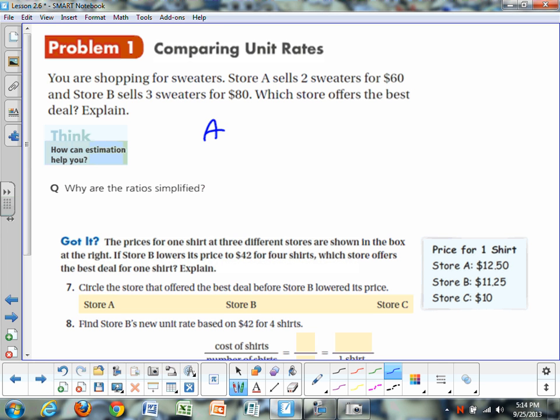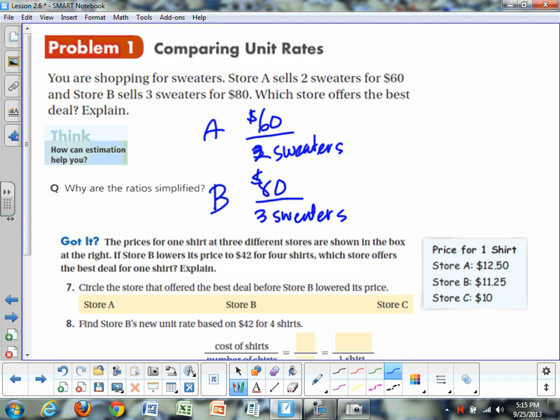So store A is $60 for 2 sweaters. Store B is $80 for 3 sweaters. And we're going to change these to what's called a unit rate. So we're going to find the unit rate, and when we do that, all you do is divide the two numbers. 60 divided by 2 is $30, and that's $30 now per 1 sweater.